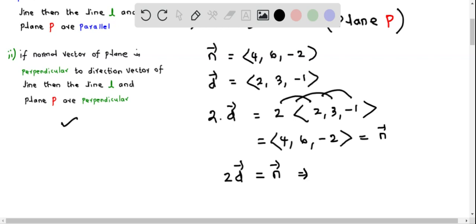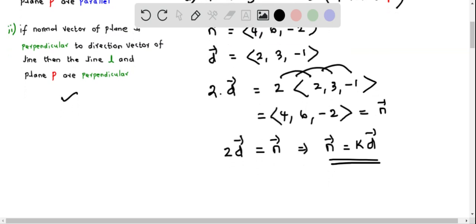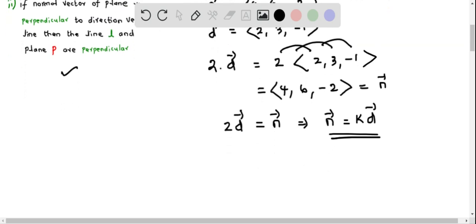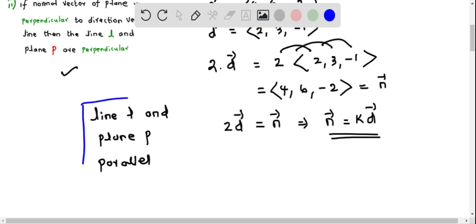So this satisfies the condition, that is the normal vector is written as some scalar multiple of the direction vector, and this means these two vectors are in the same direction. So therefore we see that these two vectors are parallel, which means the line L and the plane P are parallel to each other. And so we have answered all parts of this question.